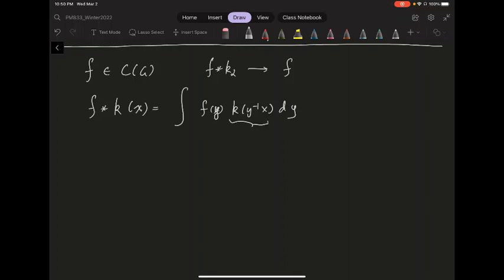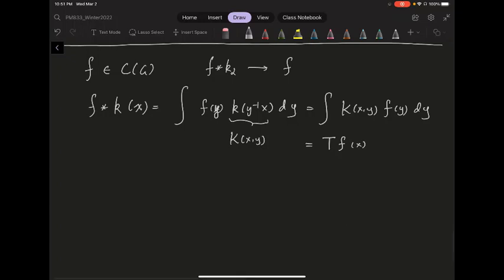But here I treat x and y as two variables, and I can treat it as K of x, y. So this becomes the integral of K of x, y, some kind of Hilbert-Schmidt kernel, integrated against f of y. I integrate y out, and then I get a function in terms of x. So this is none other than the Hilbert-Schmidt operator T applied to f, evaluated at x. So this convolution I can always understand as a Hilbert-Schmidt integral operator.